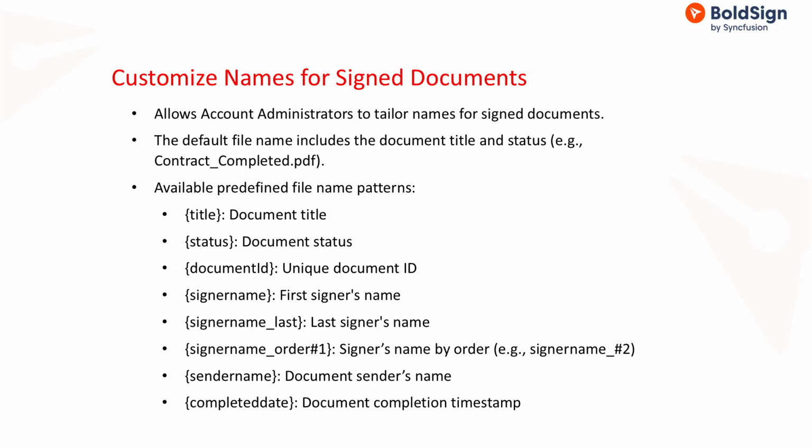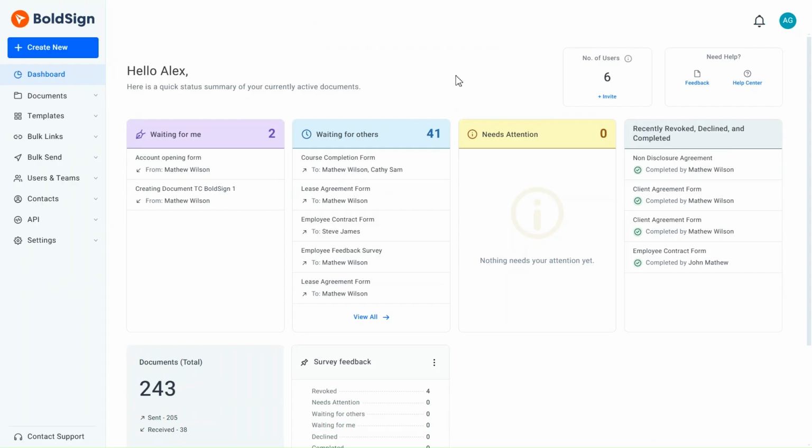This feature is especially useful for organizations that require uniform and easily identifiable file names across various document types, thus creating a consistent and organized naming system. Let me demonstrate how to change that setting in detail.